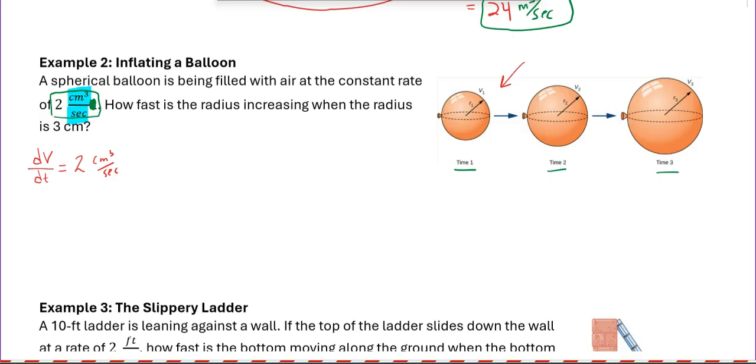How fast is the radius increasing? So the question really is, what is dr dt, right? The rate of change of the radius when the radius is 3 centimeters, and that's when r is 3. So we need a formula that relates the volume, which is kind of a number we're given, with the radius, which is what we want to find. Well, you hopefully know this formula, but the volume formula for a sphere is 4/3 pi r cubed. That one's good to commit to memory. It's pretty common in mathematics.